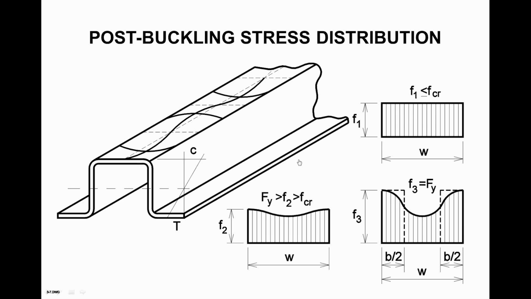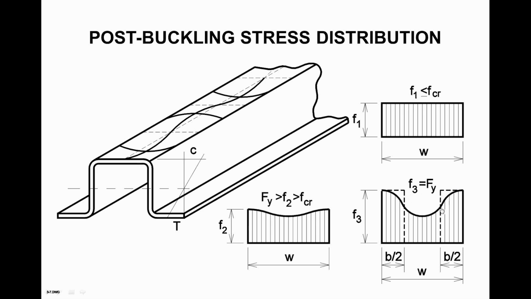If I continue to load this to where I ultimately reach a yielding condition, I'm going to have a very nice, distinct waveform in here, a buckling wave. This will be that stress distribution. Again, to define how strong that element is or how much force I can place on this element, I need to know the area under this stress distribution. Well, again, if I had no local buckling and the section was fully effective, I'd have a nice rectangular distribution. But I've lost capacity in that element because of the local buckling.